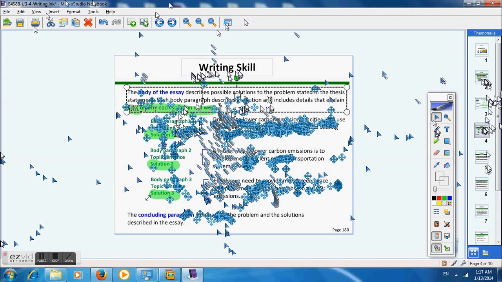Okay, our first solution, it depends. And then the concluding paragraph summarizes the problem and the solutions described in the essay.